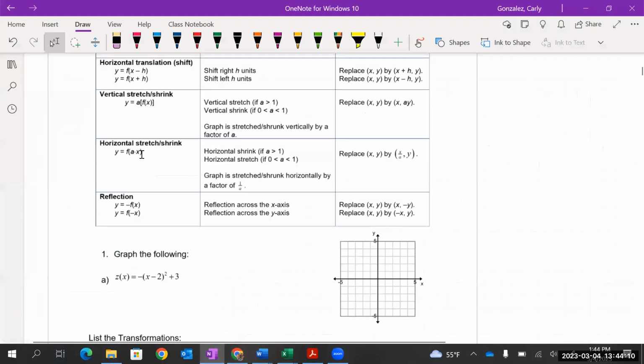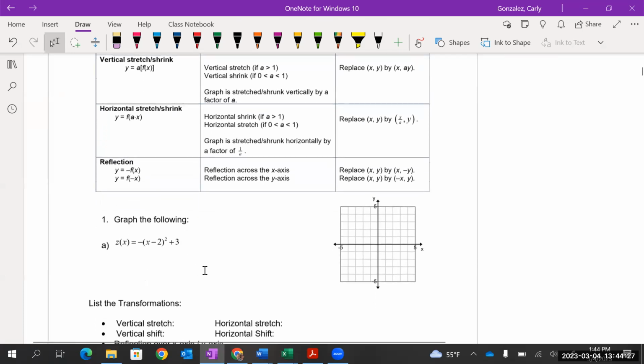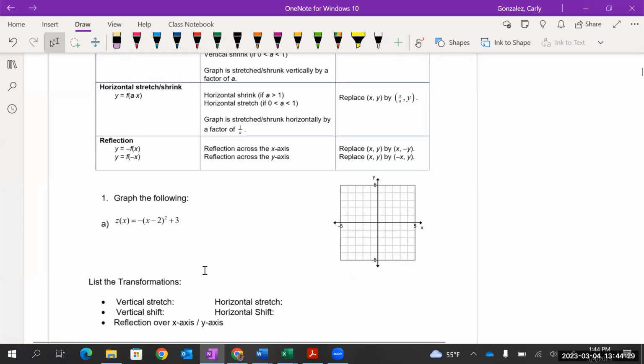And then last but not least, we have our reflections. So when you have a negative multiplier outside your function, you will reflect across the x-axis, or a negative multiplier in with the x will reflect across the y-axis. So let's go ahead. We're going to graph z of x equals negative the quantity x minus 2 squared plus 3.